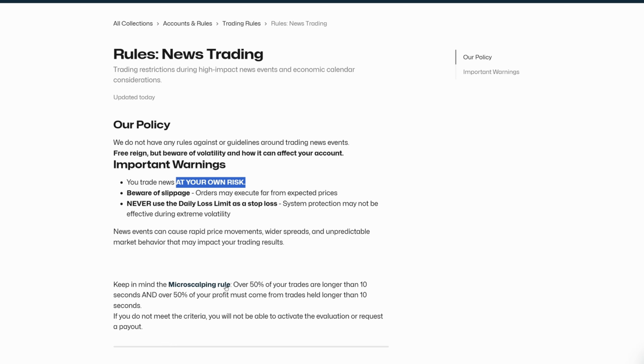Now, what this says is over 50% of your trades must be longer than 10 seconds, and 50% of your profits must come from trades that are held for 10 seconds or longer. And for me personally, guys, I do not think that's a big deal. If Tradeify is going to try to copy your trades on the back end, if you're in and out within a fraction of a second or just 2 or 3 seconds, it's going to be unrealistic that they're going to be able to copy your trades and or potentially fade a trader's trade.